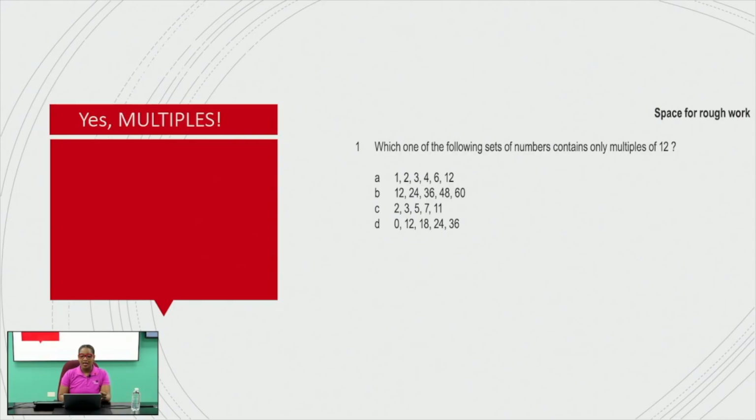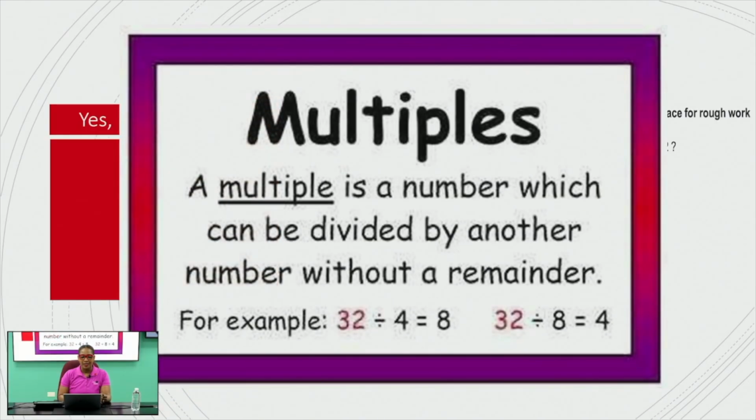All right, so what is it that we first need to know? What are multiples? A multiple is a number which can be divided by another number without a remainder. What do I mean by that? Let's look at the example. So we have 32 being divided by 4, giving us 8. 8 sets of 4. So if I were to divide 32 by 8, I would get 4 sets of 8. So 32 is a multiple of both 8 and 4.